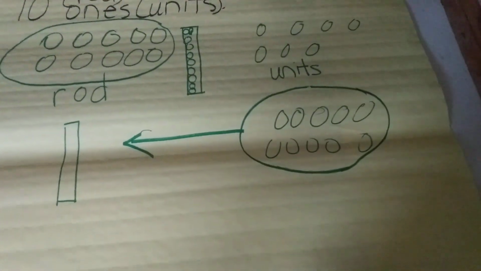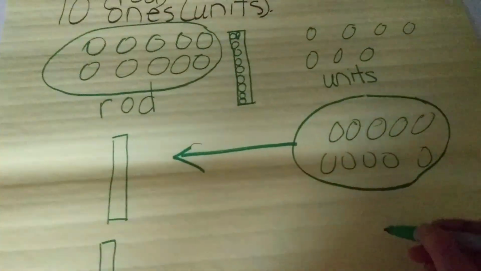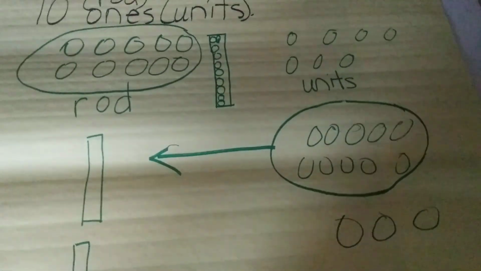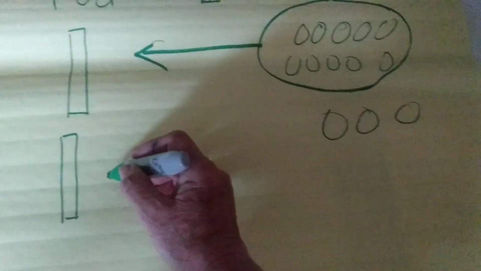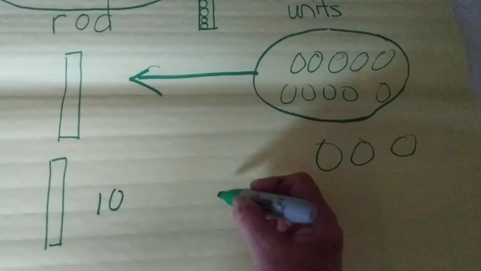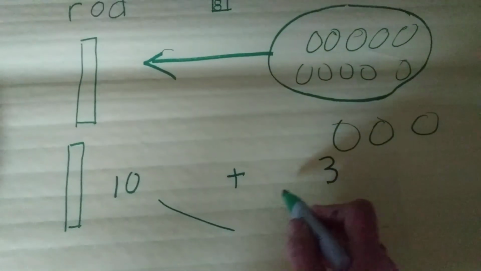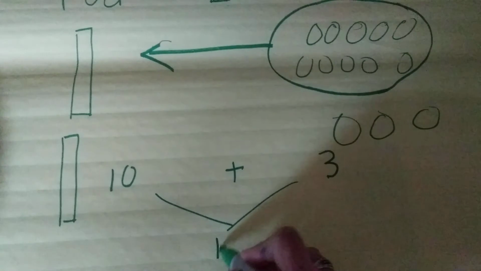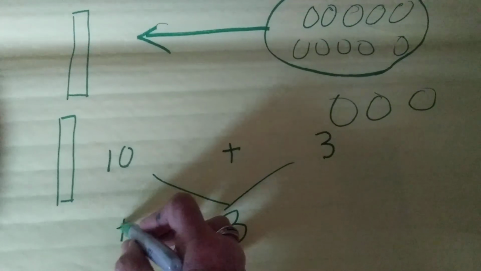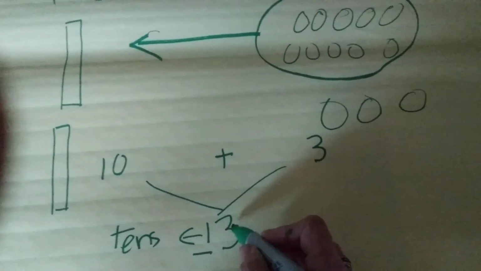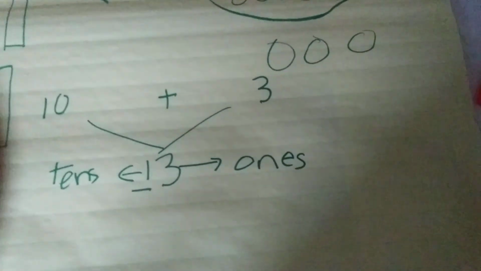Well, now let's see what happens if we have one rod and 3 ones. What number would that make? Go ahead and write it on your paper. This would be 10 over here, and we added 3 ones over here. Now let's go ahead and make our number bond. 10 plus 3 equals 13. 1 is in the tens place, and the 3 is in the ones place. I think we all can remember how to do that.